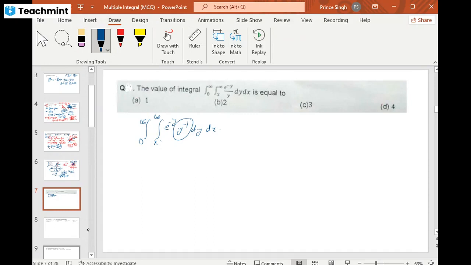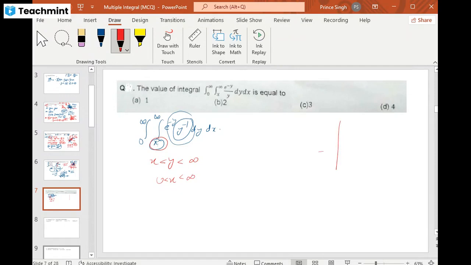If I change the order of integration, that means if I integrate firstly with respect to x, then this whole function is treated as constant. So to evaluate this integral, firstly we need to change the order of integration. We are given the inner limit is a function of x, so this limit is a variable y. So the limit of y varies from x to infinity, and the limit of x varies from 0 to infinity.